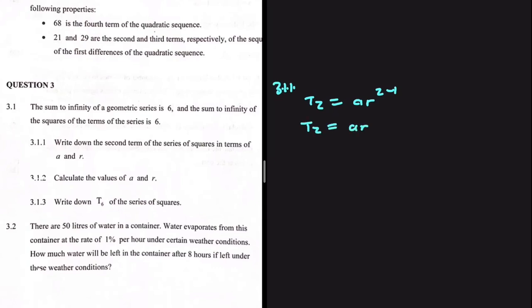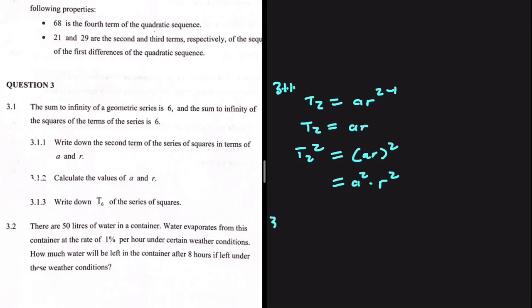But we're looking for the second term of the series of squares. All the terms are getting squared. So T2 squared will be equal to (ar) squared. This is just equal to a squared multiplied by r squared. So this is the second term of the series of squares in terms of a and r.